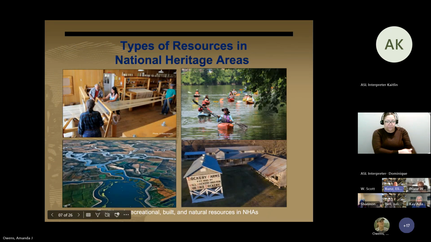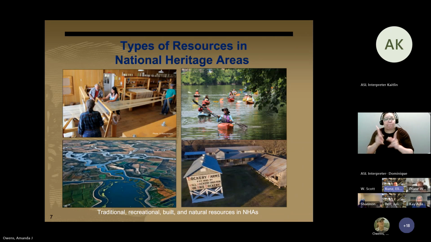And as I mentioned, the different activities, well, there's also different types of resources. National heritage areas have natural resources, like the Sacramento Delta image that we see in the lower left-hand corner. It's a large delta system with agricultural lands and a river. And then we also have on the upper right-hand corner another river. That is the Schuylkill River, where people use the river for recreation. You can see kayakers in this image.